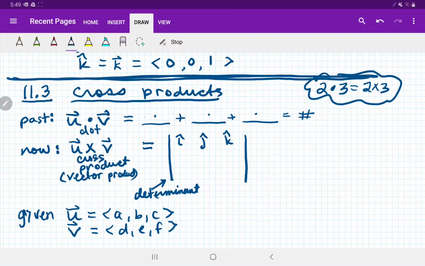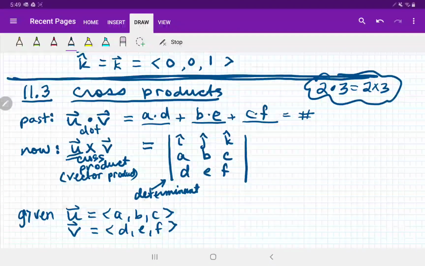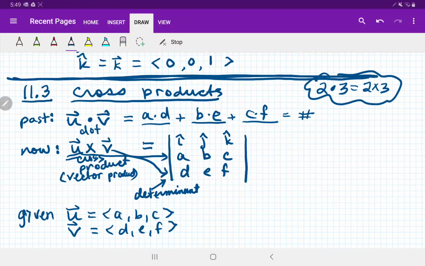Okay, so for the dot product, you multiply the a and the d, you multiply the b and the e, and then you multiply the c and the f, and then you add and you get a number. But for a cross product, you put the a, b, c here and the d, e, f, and the order matters. So you have to put the u in this row and the v in this row. And then you do your determinant stuff.